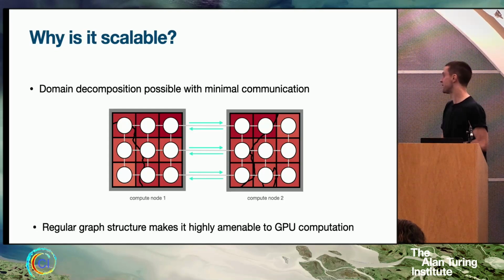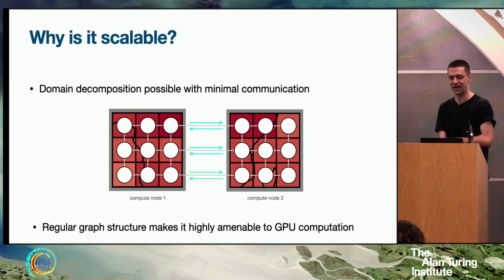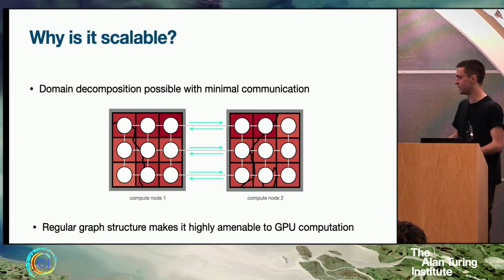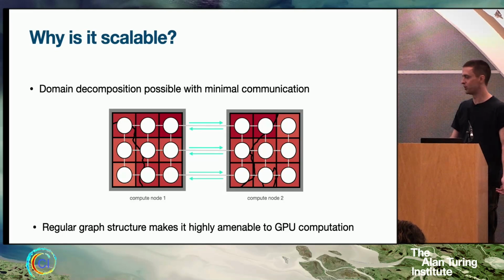The other thing that's convenient is that because of the discretization, we have a really regular graph structure. This is simplified, but the true graph is not that much more complicated than this. We've got an extremely consistent graph structure, which makes it extremely amenable to GPU computation. And obviously for this kind of thing, GPUs are much faster than running on the CPU. So there's a nice JAX implementation of this, and it works pretty well.